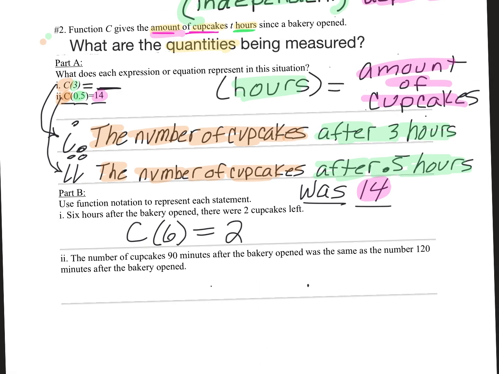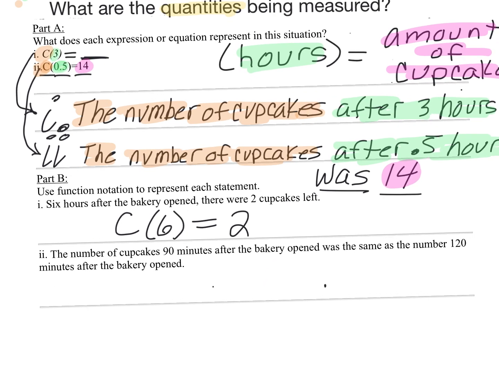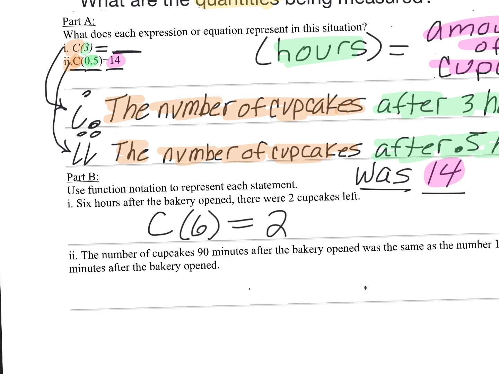For part B, letter A, it says to write using function notation. So I'm going to start with the C because that's the name of the function. I'm going to say because it's 6 hours after the bakery opened, that is where the 6 came from. There were 2 cupcakes left, so that is where the 2 comes from.